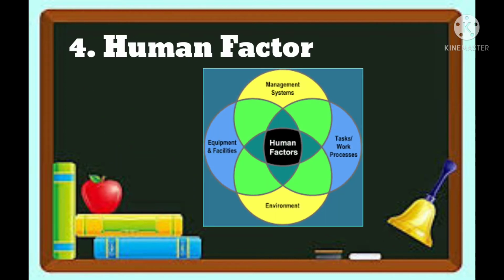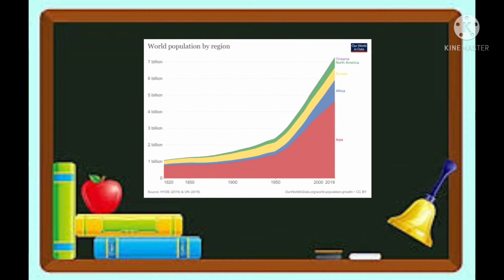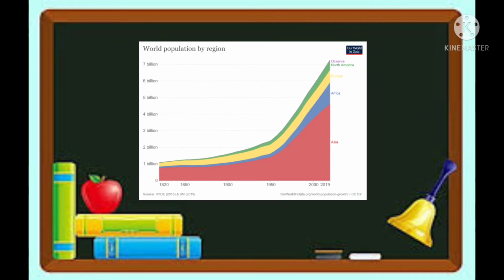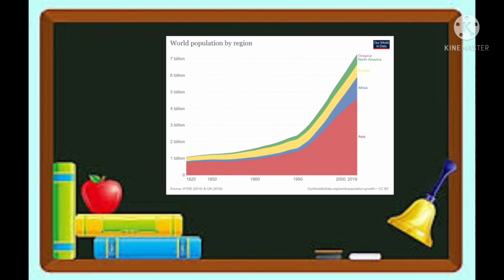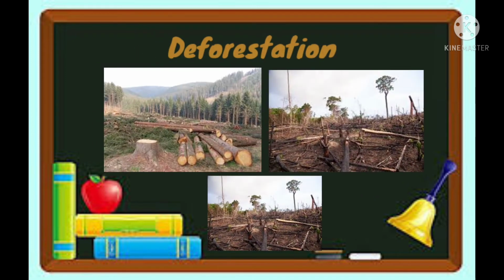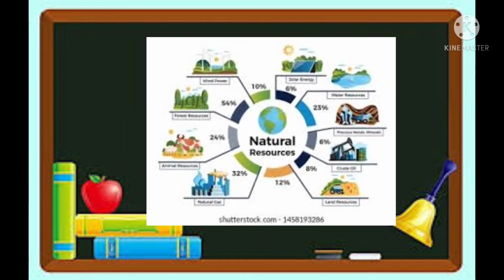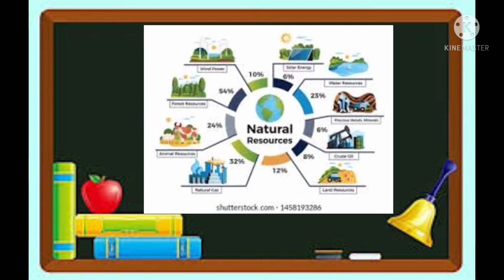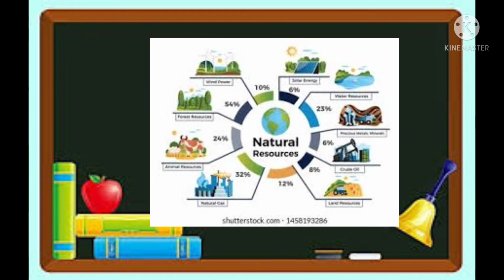Number 4. Human factors. The increase in the human population is responsible for placing many limiting factors on species that did not historically exist. Deforestation is a global issue causing decline and extinctions in many populations. Resources are also increasingly scarce due to hunting and leaching of nutrients from the soil.